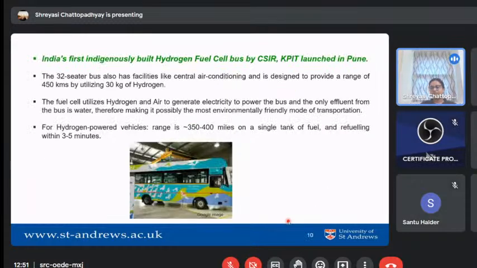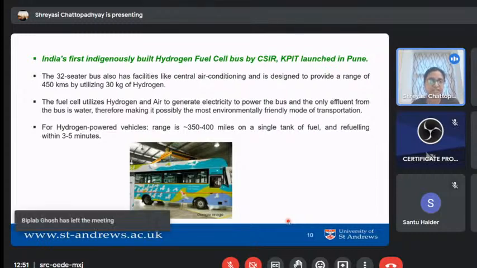And what is the current status of this green hydrogen production? If you read some news, you might know India has already launched one 32-seater bus, which is running with a hydrogen fuel cell. And this bus can run up to 450 kilometers by utilizing 30 kgs of hydrogen.